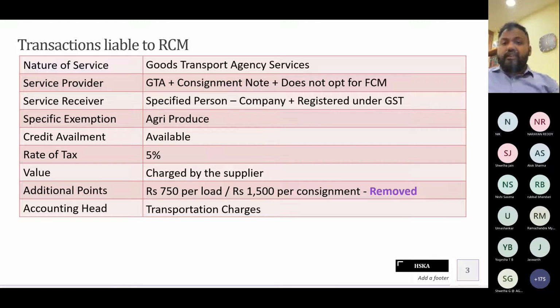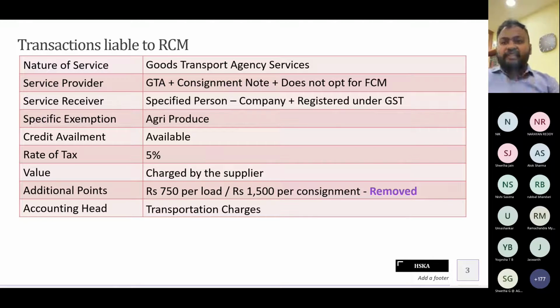If he has chosen that he will pay the tax under forward charge mechanism, then the liability does not fall on the recipient. Now, how will an innocent recipient get to know whether he is required to discharge tax under reverse charge mechanism or not? Very simple. Please look at his invoice. He has to mention on the invoice whether he is charging tax under forward charge mechanism or he is not charging tax under forward charge mechanism.